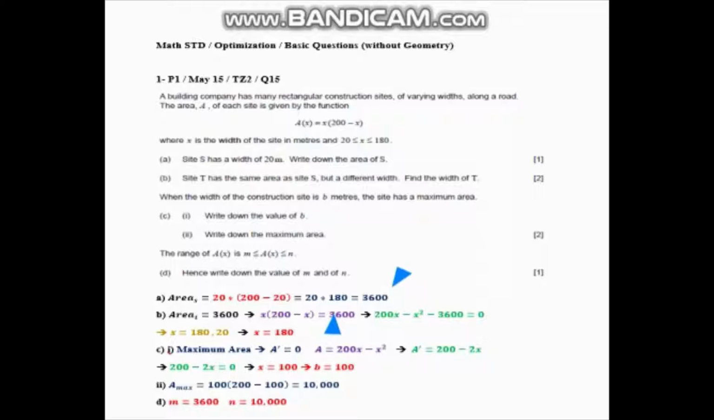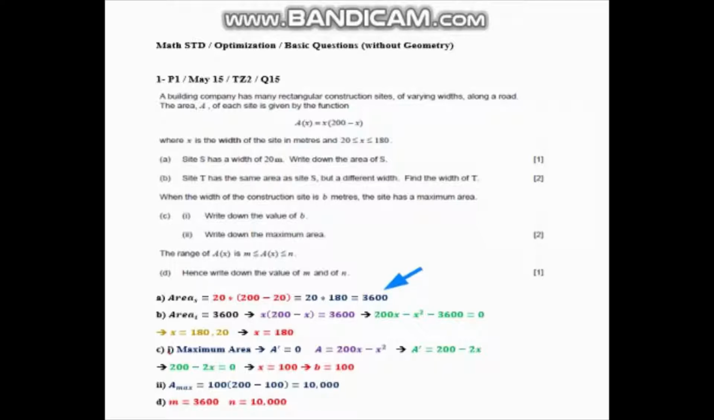So this is a quadratic equation, a parabola, with a maximum value at x equals 100 and minimum values at x equals 20 and x equals 180. What is the minimum value? The minimum value was already obtained in A, which is 3,600.